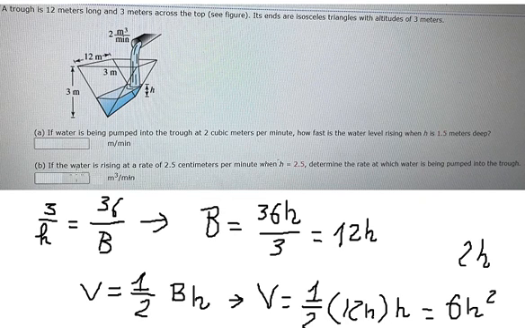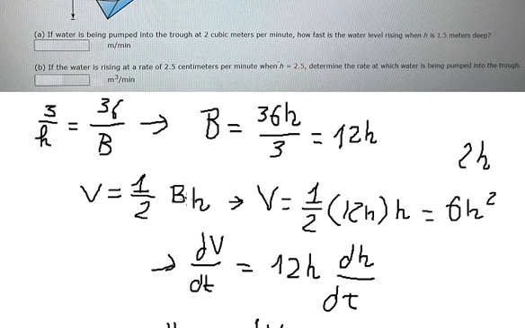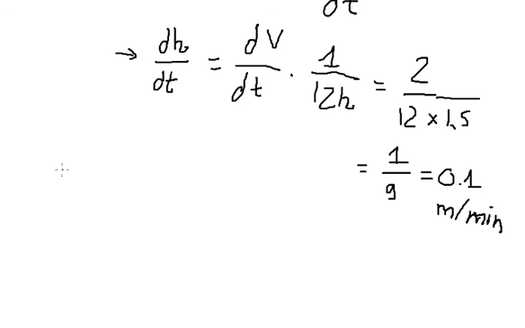Question number 2. If the water is rising at this rate, and we have the height in here, what is the rate at which water is being pumped? That means they want to find dV over dt. But be careful with the units. This is cubic meters. This one they use centimeters. So we need to convert this one into meters, and that is 0.025 meters per minute.